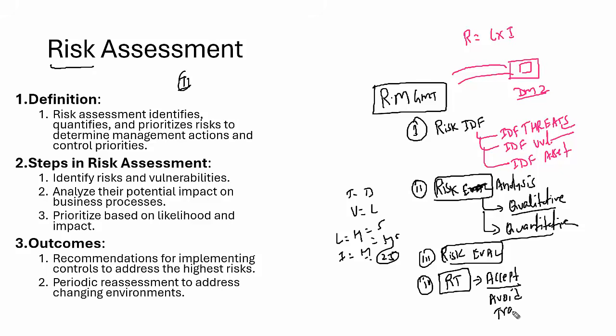Third is called risk transfer, where I'm transferring the budget to a third party, insurance and all that. And finally, we have mitigation. So we have different types of treatment.